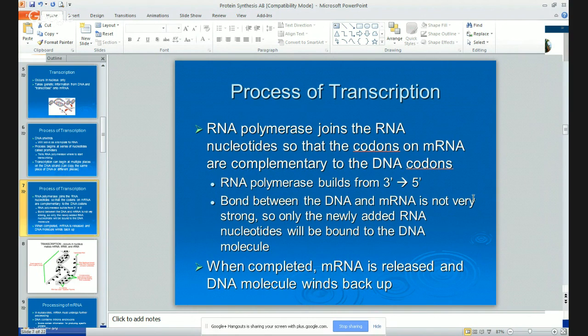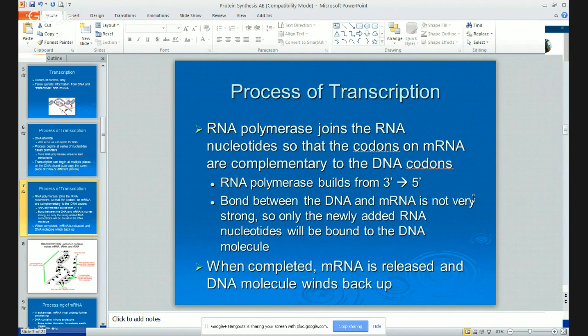Your bond between the DNA and the messenger RNA isn't very strong. So only a couple of bases are actually going to be physically attached to the DNA strand. They're going to get lined up and attached on the backbone with the phosphate groups and the ribose sugars, and then they're going to pretty much detach from the DNA strand. It's not like DNA replication where those bonds get put together and they stay together. These are supposed to be very temporary bonds holding the DNA and the messenger RNA together.